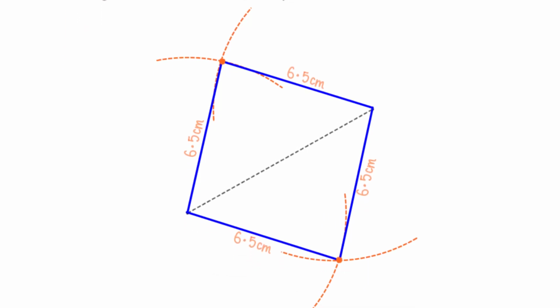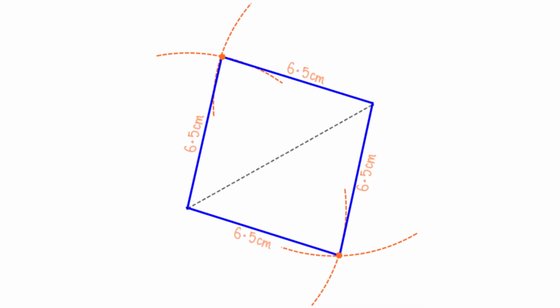To draw this rhombus, we'll open the compass to a length of 6.5 centimeters and stand at one point on the line and inscribe an arc above and below the line. Then using the same length, we stand at the other point on the line and inscribe another arc above and below the line. From here, all we need to do is to connect the lines of the rhombus.